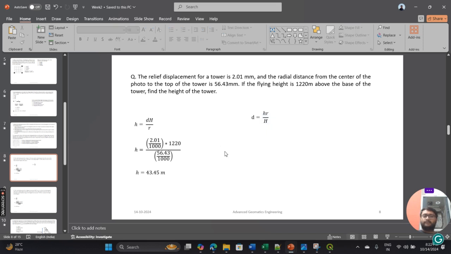So here, if we talk about the parameters, this is relief displacement, then h is the height of the object, r is the radial distance, and H is the flying height from the base point or mean sea level. From this we can see that it is inversely proportional to the flying height and directly proportional to the height of the object. The higher the height, the higher the relief you will get, and the higher the radial distance, the more relief you will get.